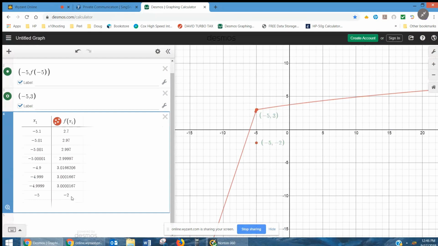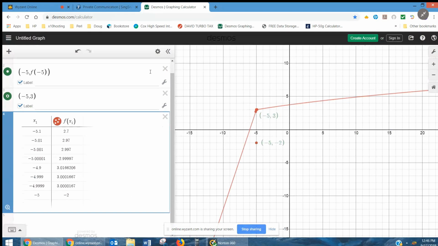But f of -5 is defined, and it is defined as -2, but the limit does not equal the function value. 3 does not equal -2. And so you could think of this as what we call a jump discontinuity. And as we're coming in closer and closer to this -5, 3, to continue drawing the function, I'd have to jump down here to this point and then back up to continue the function definition. So this is also called a removable discontinuity.